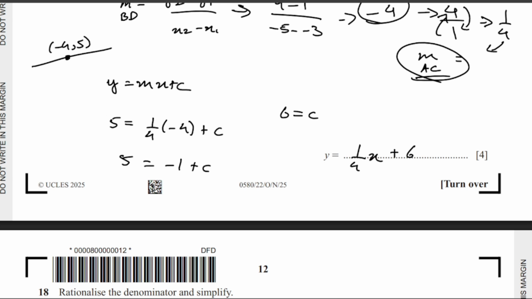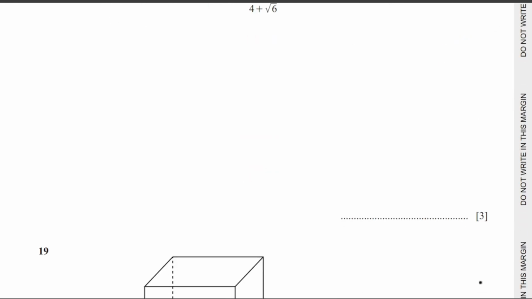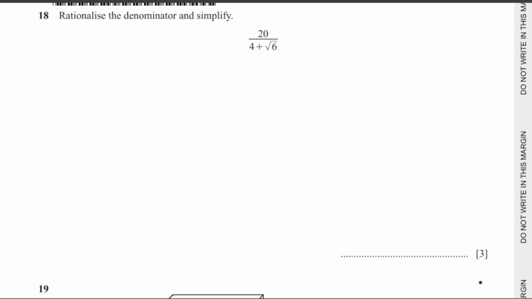All right, moving to question number 18. Rationalize the denominator and simplify. Now, for rationalizing the denominator, what you need to do is basically multiply this, but you need to change this sign. So multiply this by this. Same for the numerator, and that's literally it.